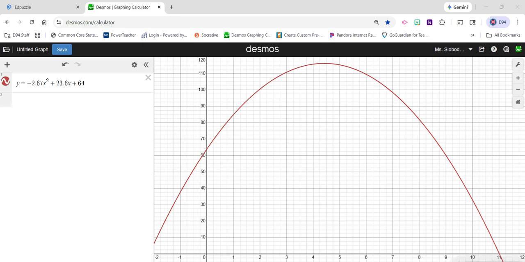I can see its turning point, the vertex. I can see some x-intercepts. So it's looking like I'm in good shape. So let's go back to our questions.